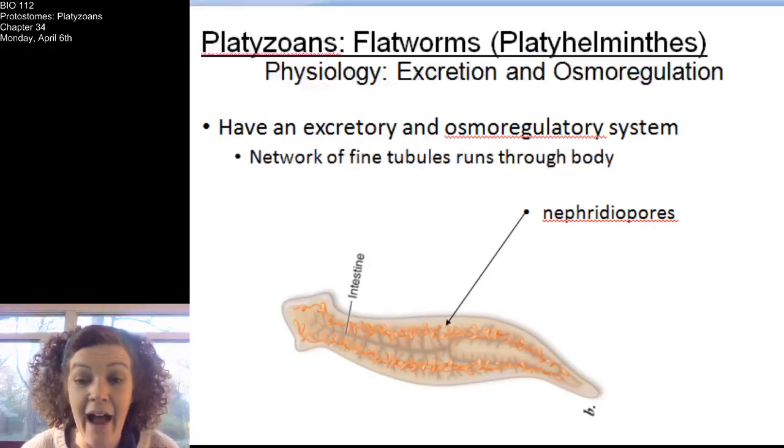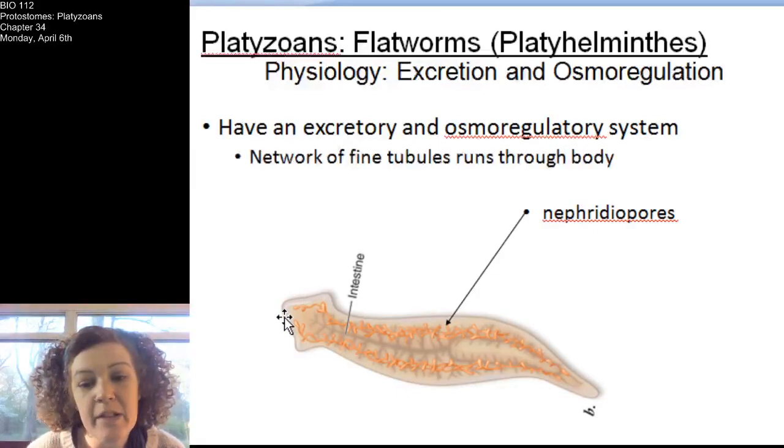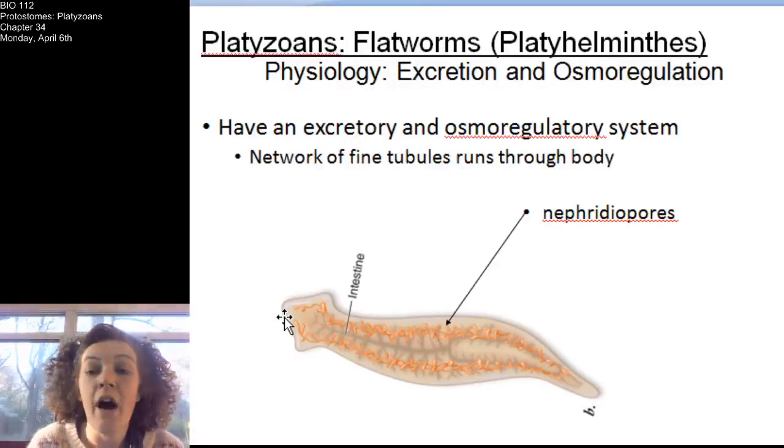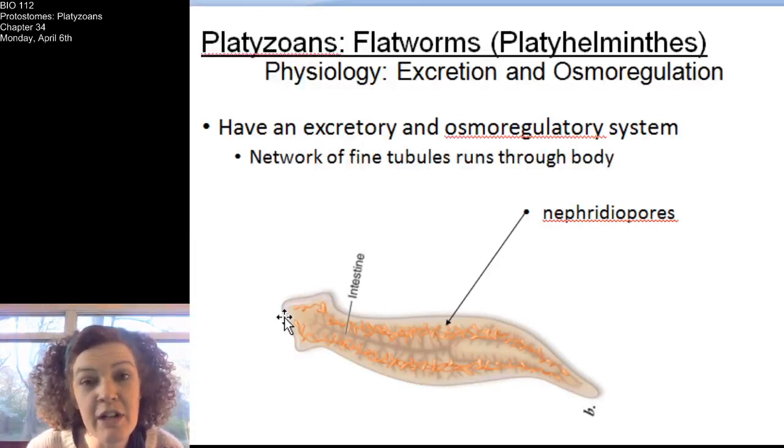They do have excretory and osmoregulatory systems. Their pharynx is here and their intestines here, and here's the anterior part of the animal. They have little tubes called nephridiophores, which serve an excretory and osmoregulatory purpose. Just to remind you, osmoregulation is the regulation of solutes, or salts, in the body. It's super important. You can die if you do not properly osmoregulate.